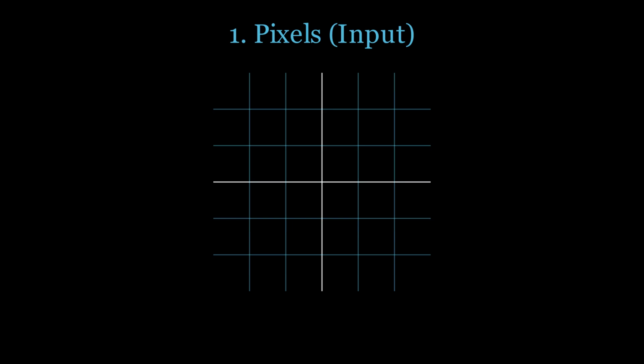If you zoom in far enough on any digital image, the smooth picture breaks down into a grid of tiny, solid-colored squares. We call these squares pixels. When you or I look at this grid, we still see colors, maybe a dark gray here, or a bright orange over there. But computers only understand numbers.